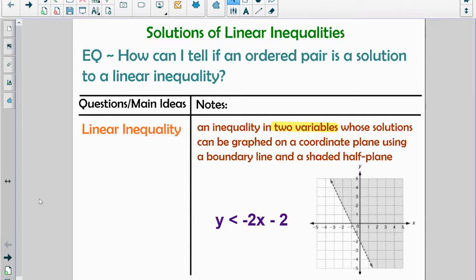two halves. One side contains all of the solutions, that's the shaded half plane, and then one side contains ordered pairs that are not solutions to the inequality, and that's not going to be shaded. So for every inequality that we take a look at today and eventually graph, we are drawing a boundary line, and then we are also shading the half plane, the half side of the graph that contains all of the solutions.